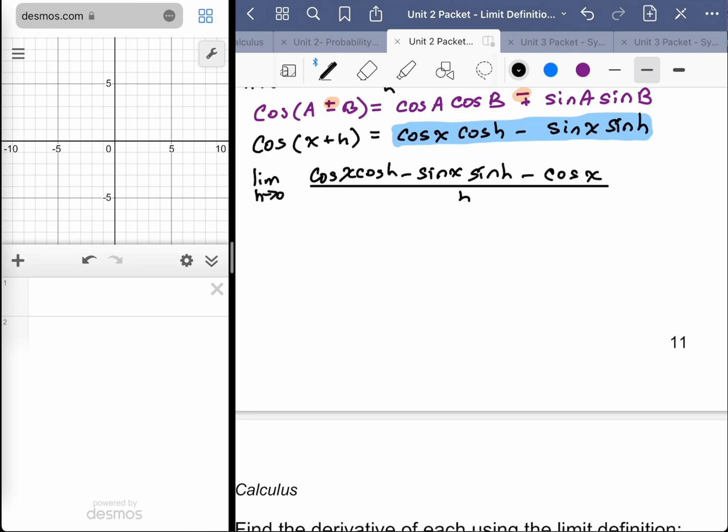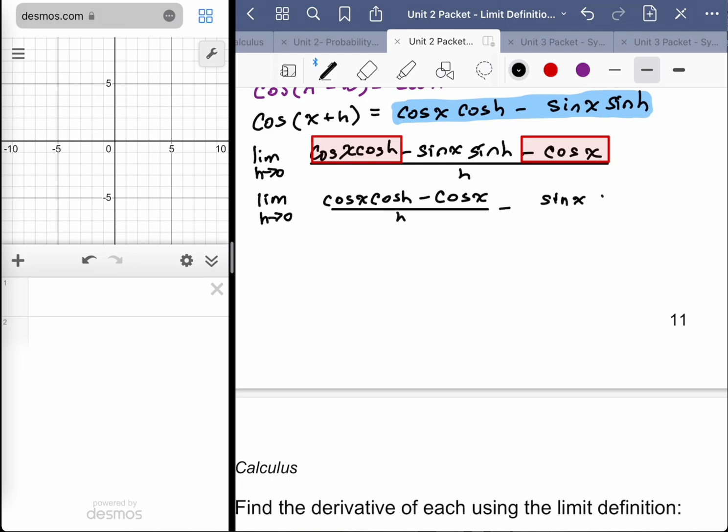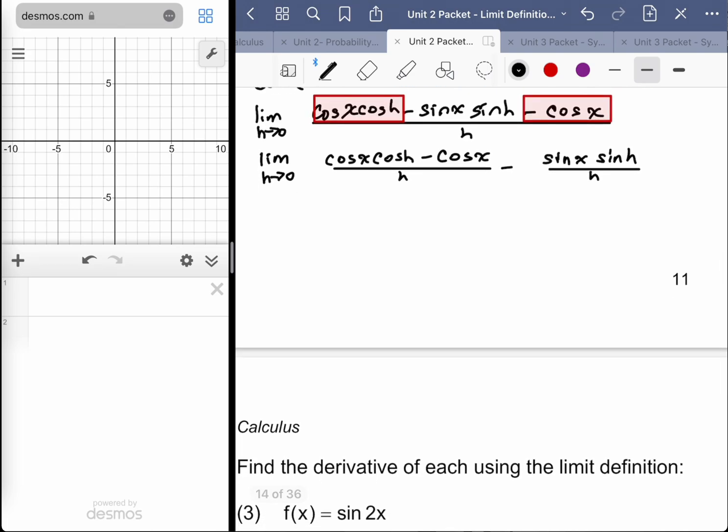So, cosine x can be simplified out of this whole thing, but after we make some maneuvers here. All right, so I'm going to change it up to red. See these two terms here, this one and this one, each have a cosine. So I can group those together and make a single fraction out of those two terms. That's going to allow me to factor out a cosine of x. So I'm going to show the intermediate step. Limit as h approaches 0, cosine x cosine h minus cosine x, all over h, that would be one fraction, minus sine x sine h all over h. That would be my second fraction.